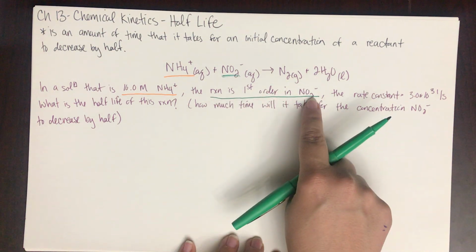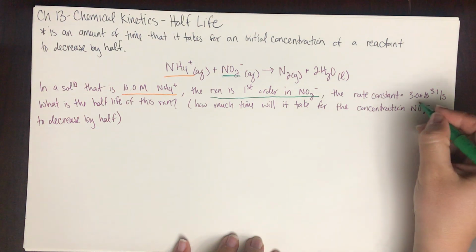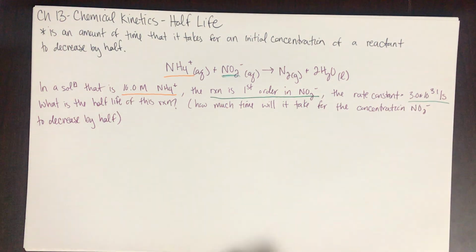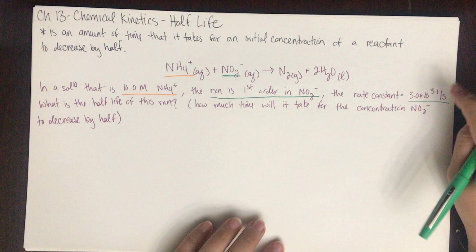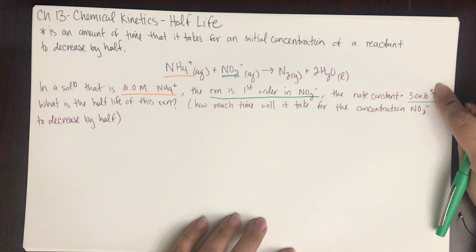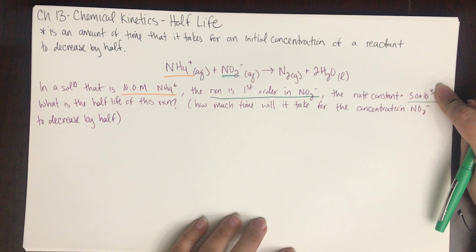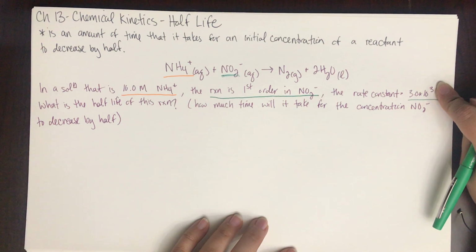They say this reaction is first order in the nitrite ion and the rate constant is 3.0 times 10 to the third, 1 over seconds. That's 10 to the third and then this is 1 over seconds. It's not 10 to the 31st. It's 10 to the third.